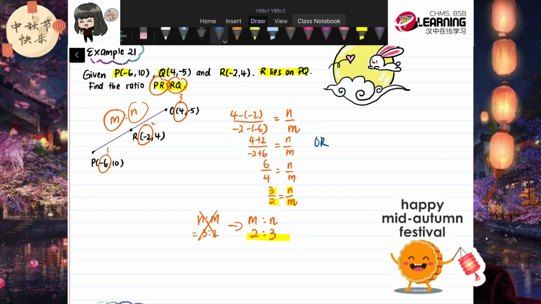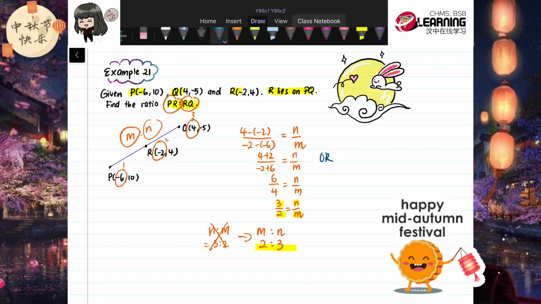Okay, what if you want to use Y? Or we can use Y here. So negative 5 with the 4 and the 10. So negative 5 minus 4 over 4 minus 10. It will also equal N over M. It will definitely be the same, okay? This one is negative 9. This is negative 14.